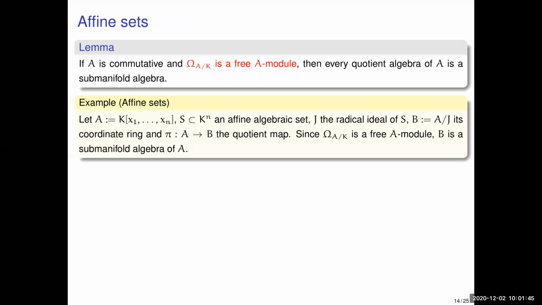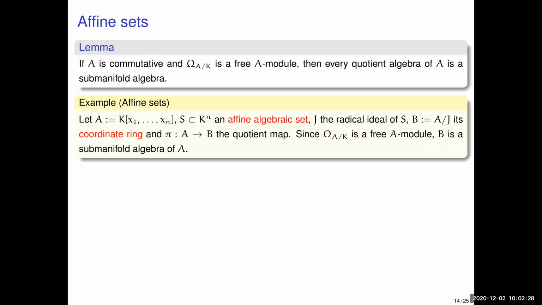The interesting point is that by working with Kähler forms, you can prove that if A is any commutative algebra and the module of Kähler forms is free, then every quotient algebra of A is a submanifold algebra. This is a sufficient but not necessary condition, of course. For example, take polynomials in n variables. For this algebra it is known that the module of Kähler differentials is free, so any quotient algebra of this A is a submanifold algebra.